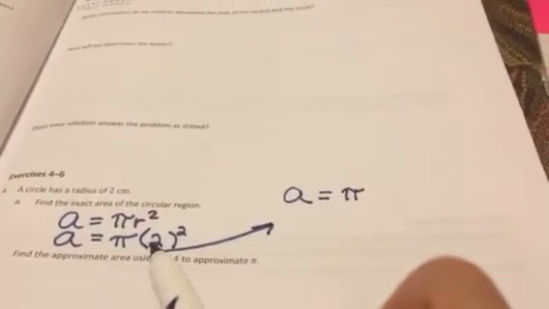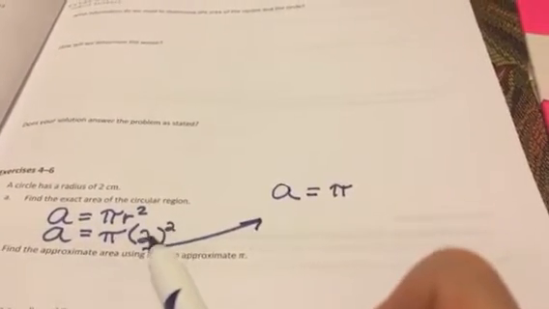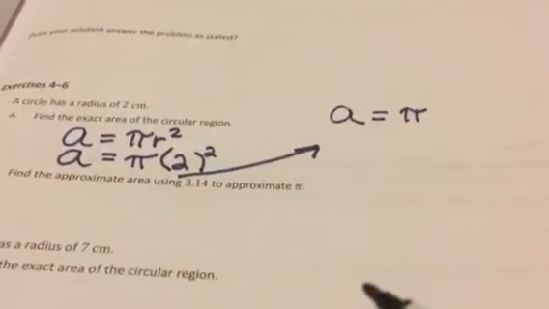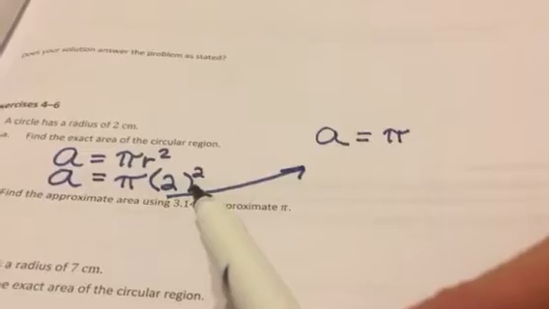Okay, next row. I ran out of room over here, so I'm going to come over here and finish it. So I'm going to write it over. A equals pi. Now, 2 squared. If you have 2 with a 2 in the air, that's 2 squared, or 2 to the second power. That means 2 times 2, which would be 4.